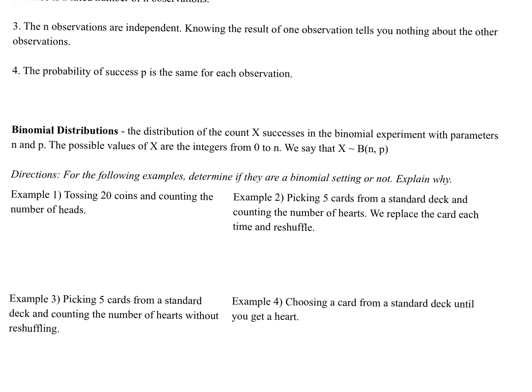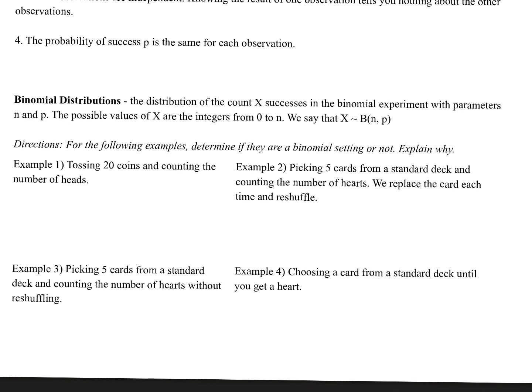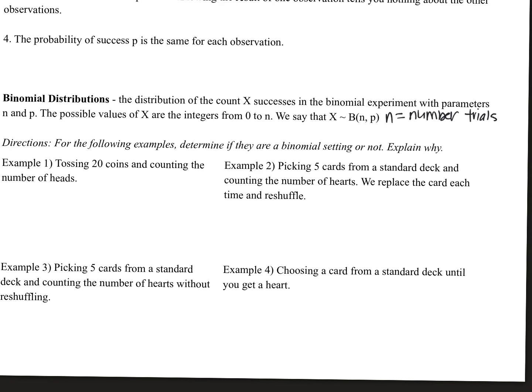Okay. So binomial distributions: the distribution of the count X of successes in a binomial experiment with parameters n and p. The possible values of X are the integers from 0 to n, and we use the notation X is approximately B(n, p). Here n is the number of trials and p is the probability of success.